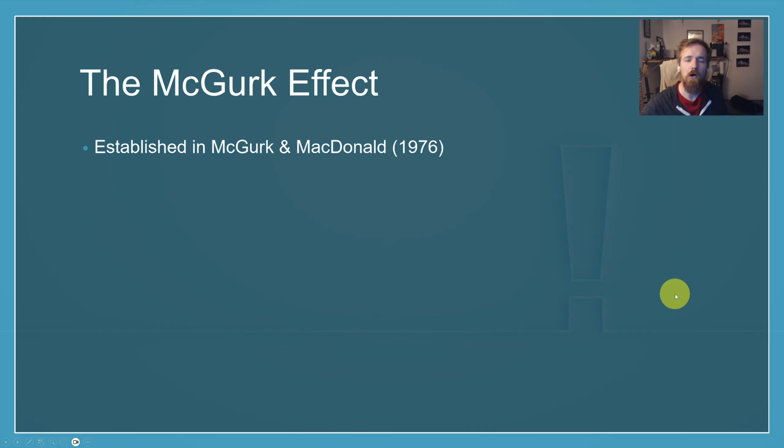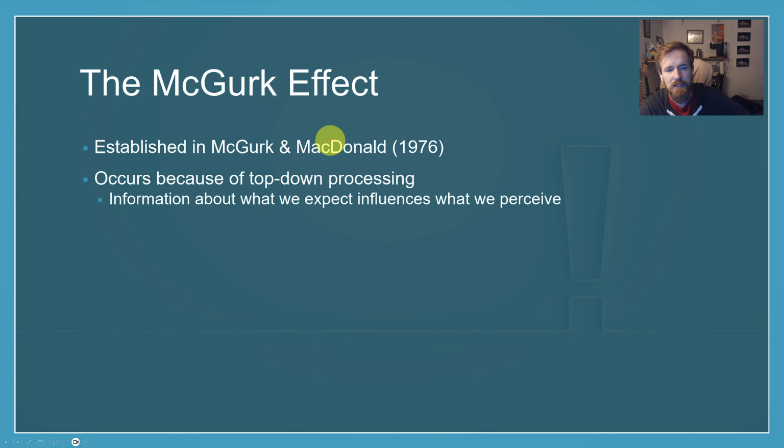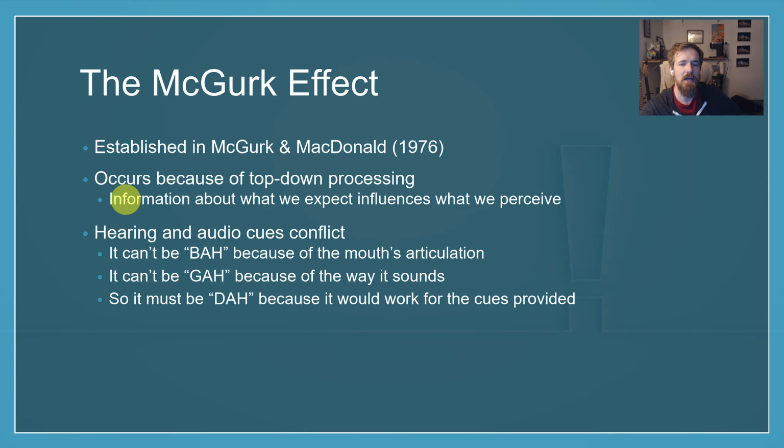So this is called the McGurk effect because it was established by John McGurk and MacDonald in the 1970s. Basically, they pointed out that this is because of top-down processing, because our expectations based on what we know about language influence how we perceive those sounds. And that's because we have spent so much time around other speakers that we know that when their lips are making a specific sound, we are expecting a sound to match what those lips are doing.